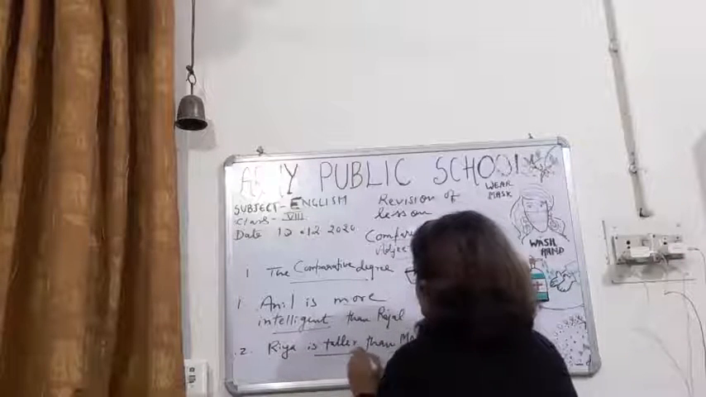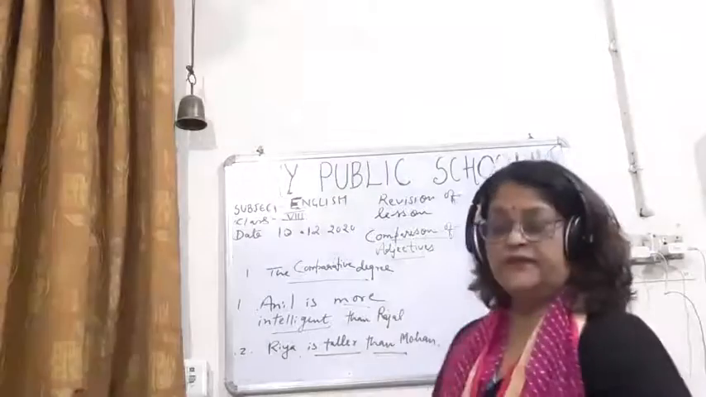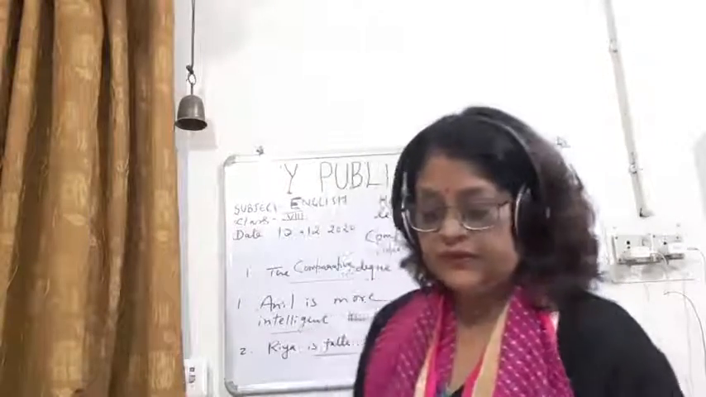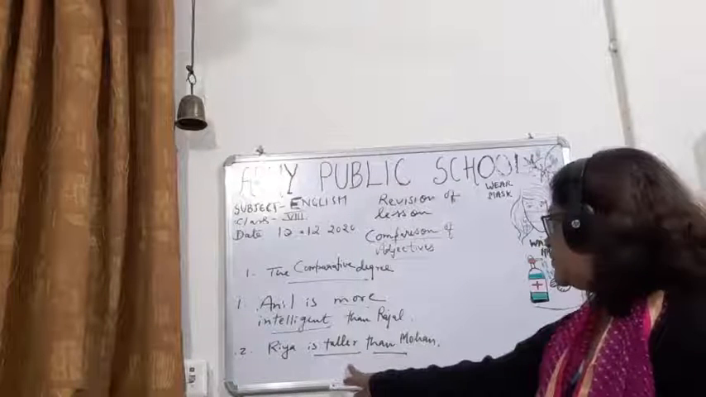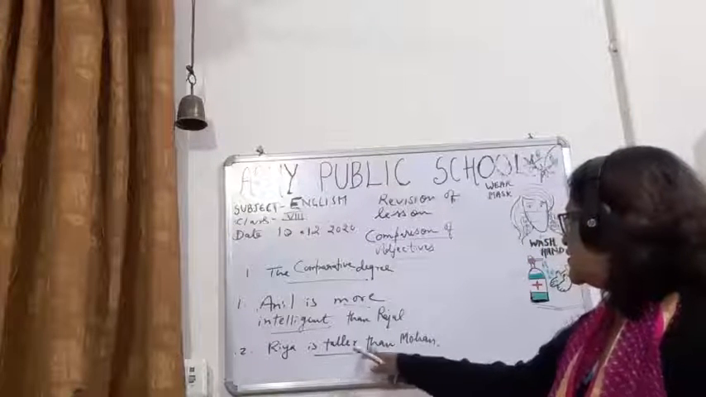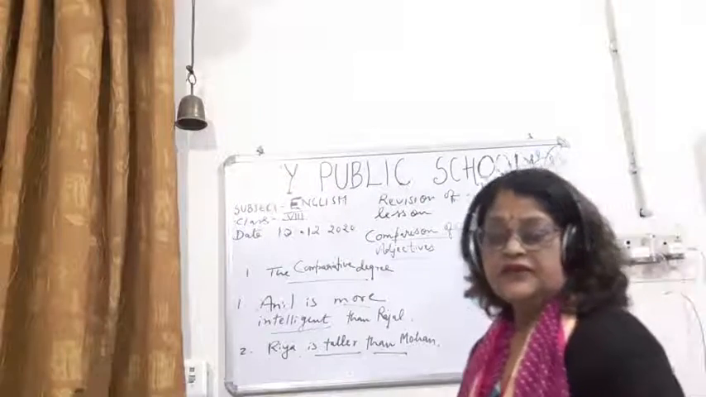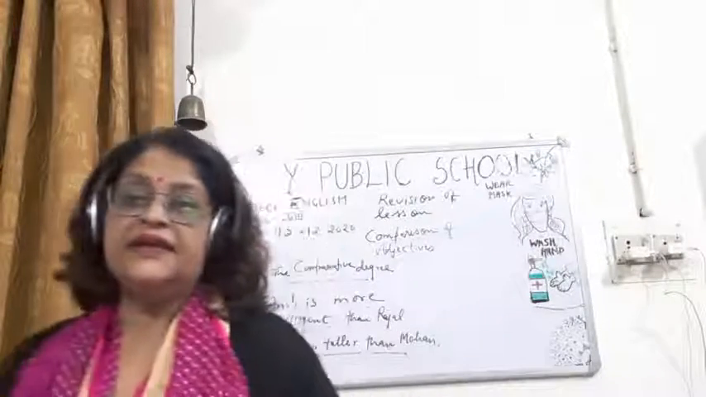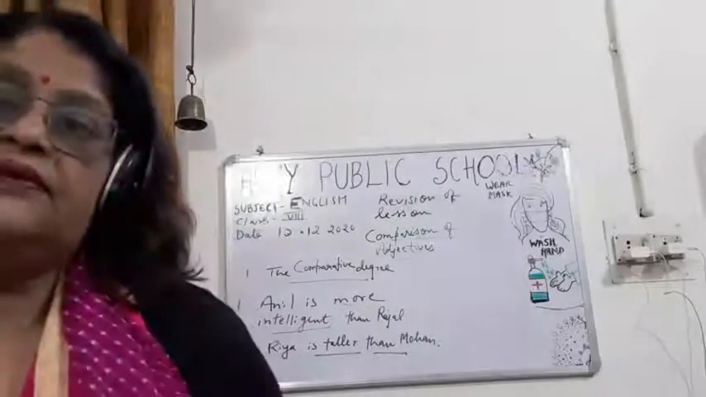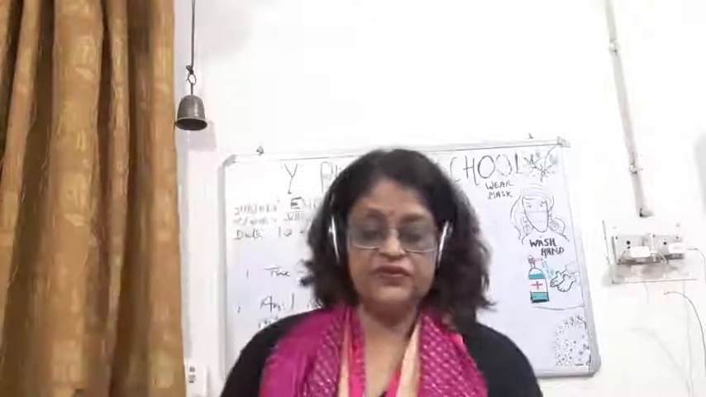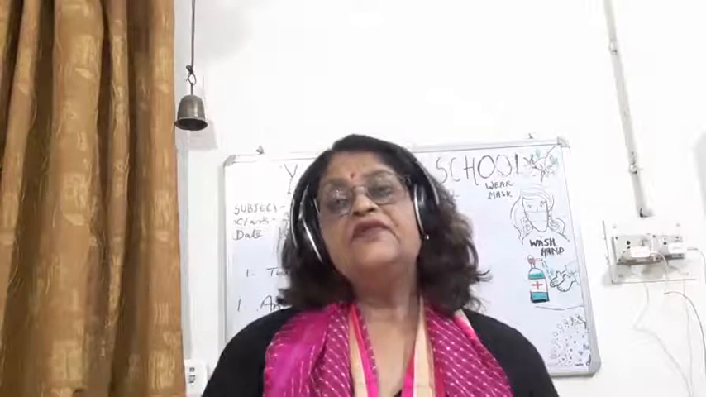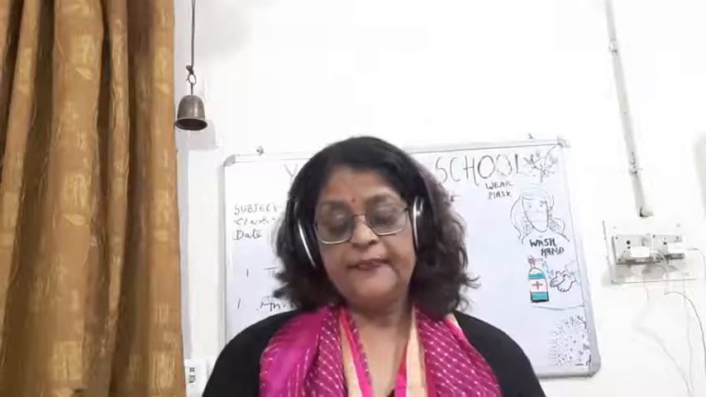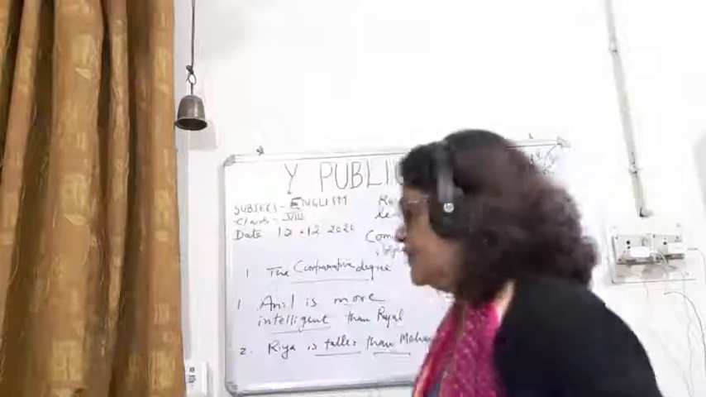Riya is taller than Mohan. You can see two people are there, Riya and Mohan. Here the comparative degree of an adjective is used, and as per the rule, THAN is used after it. Now we will come to the third point, the superlative degree. So what is a superlative degree?